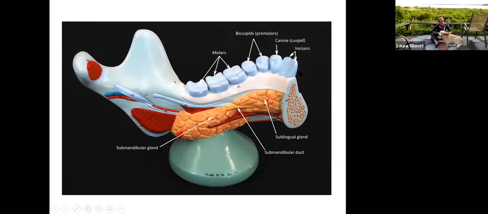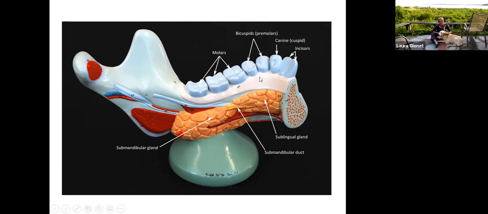We have 4 on the lower jaw, 4 in the upper jaw. And so if we start at midline and move to, let's say, the left, we have 2 incisors, a canine, 2 premolars or bicuspids, and 3 molars. Cut with incisors, shred with canines. And then you have these flatter surfaces of the premolars and molars.